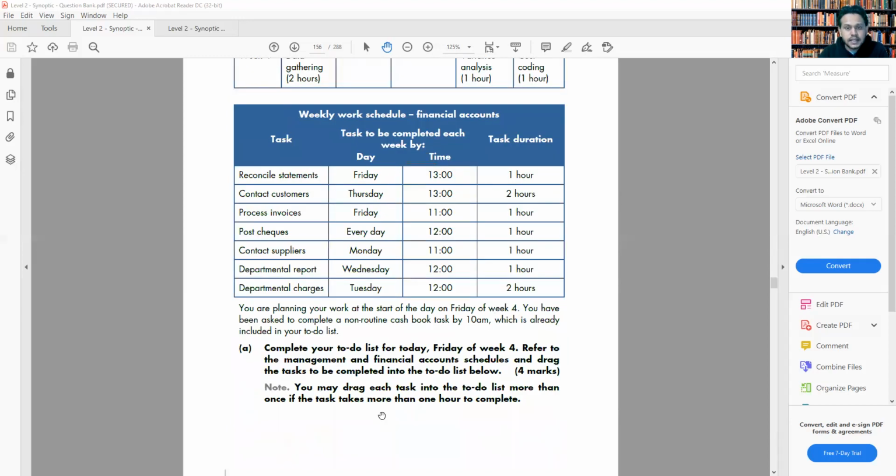Now we can see here they said for the finance, weekly work schedule for financial accountant, tasks to be completed each week by. By means I have to finish by this time. For example, if I said 1 o'clock, that means my job will not start at 1 o'clock. My job will be finished by 1 o'clock. So task duration, I have 1 hour, 2 or 3 hours, whatever it is. So how long it takes? So they said that, but I have to finish by this time.